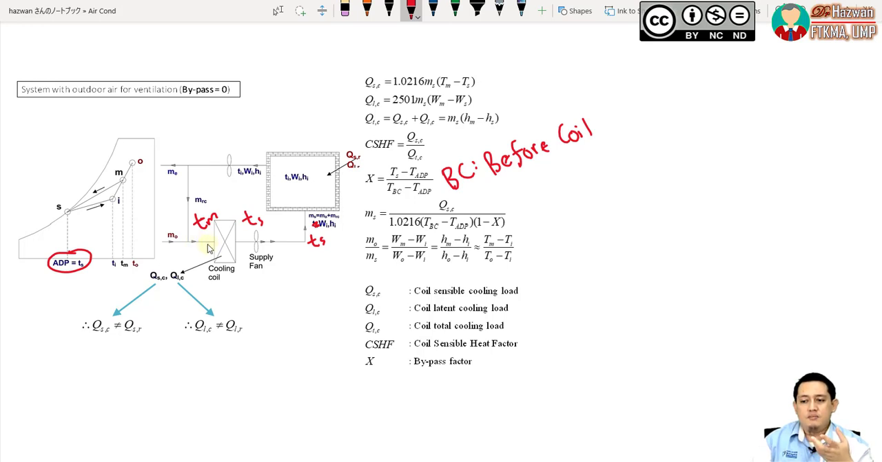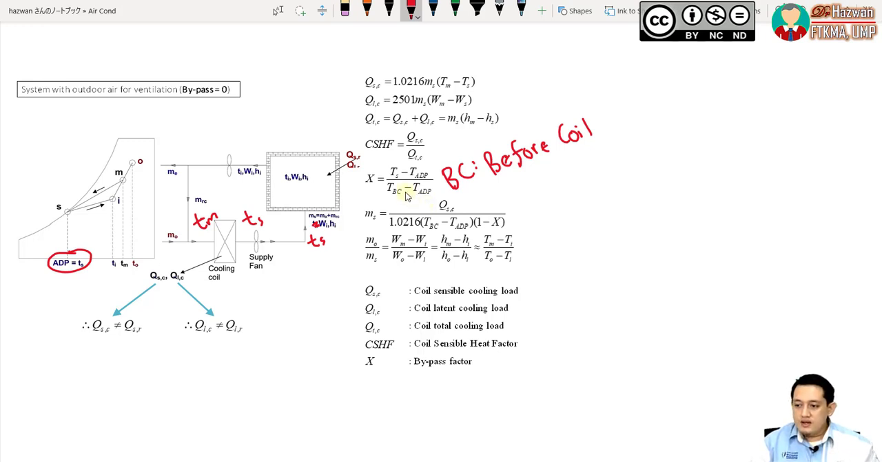The air before entering the cooling coil can be a mixture of air, outside and inside. It can also be 100% of air from the inside. It can also be 100% of the air from the outside. It can be anything. So it is not totally fixed to mixture only. Which is why I put TBC, before coil. Clear? So the bypass factor, when you calculate, it will become 0.1, 0.2, 0.3. So that is the value of the bypass factor.